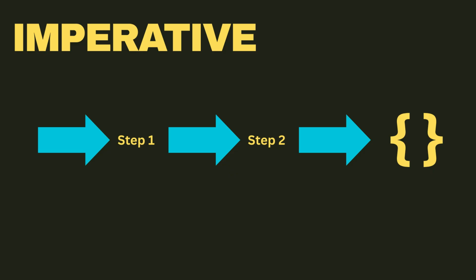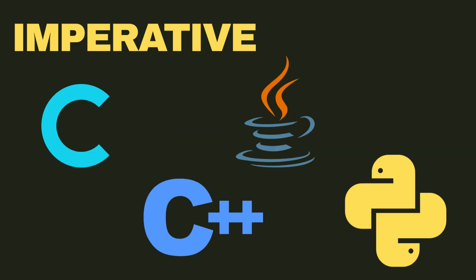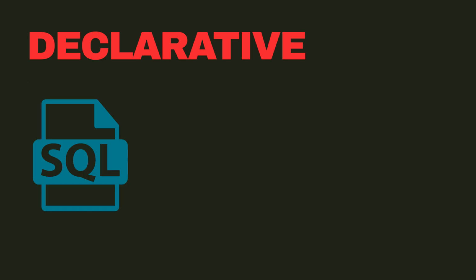It focuses on control flow using loops and conditionals, and this is very common in languages like C, C++, Java, and Python. While declarative programming focuses on what the result of a program should be, not how to compute it. You describe the logic of computation without describing its control flow, and this is common in languages like SQL and HTML.